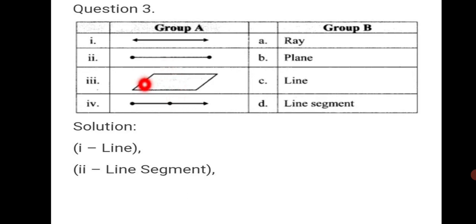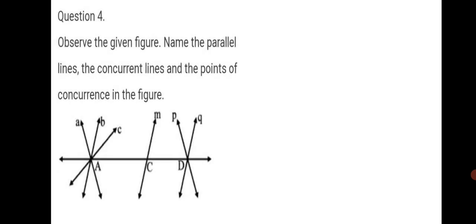Here we see a flat surface. That means it's a plane. So the third answer is plane. And the fourth one, the last one, we see a point of origin and an arrow marked on the other end. That means it's a ray. So the fourth figure is a ray. So accordingly you can write the answers. Let's move on to question number 4.